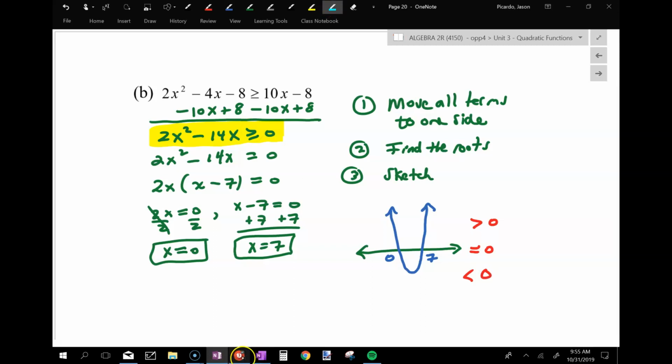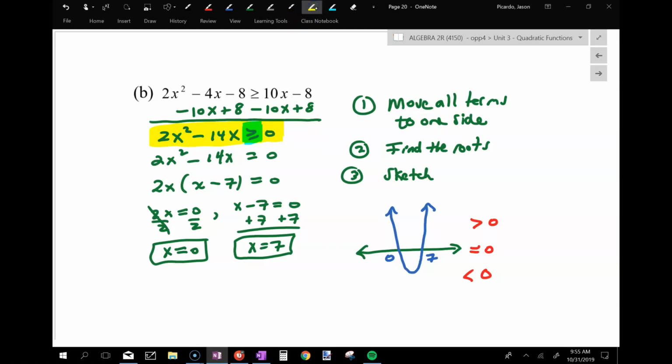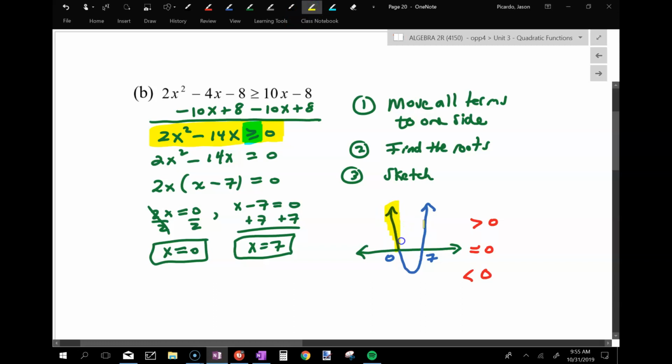And what am I looking for, guys? I'm looking for where my parabola is greater than. Well, where is it greater than? It's greater than when I'm above, right? So it's this portion, and it's this portion. So this is the first time we've seen this, right?